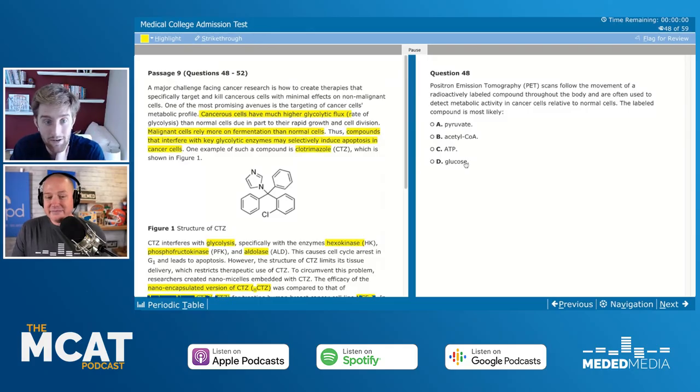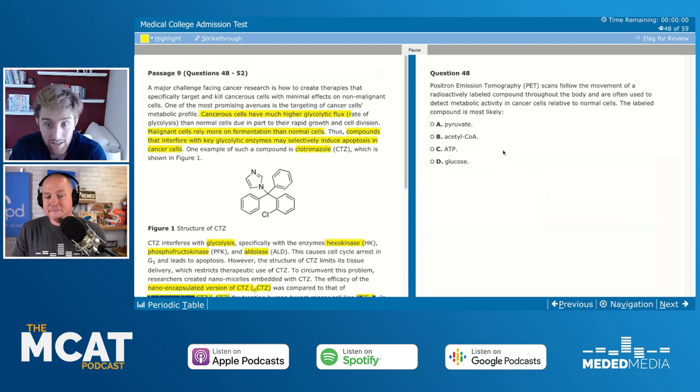Yeah. So I think almost everything we need here is in the question stem. If this were on my test, I wouldn't even look at the passage at all. You know, it follows the movement of a radioactively labeled compound throughout the body. That means we're looking for a compound that moves through the body. And actually, glucose is the only one of these that does.